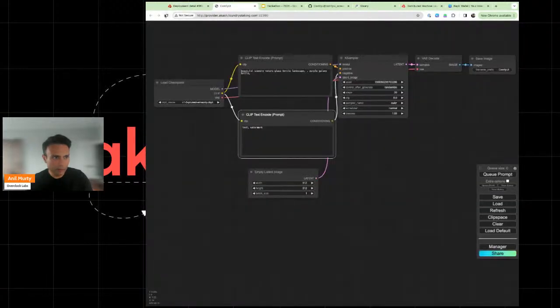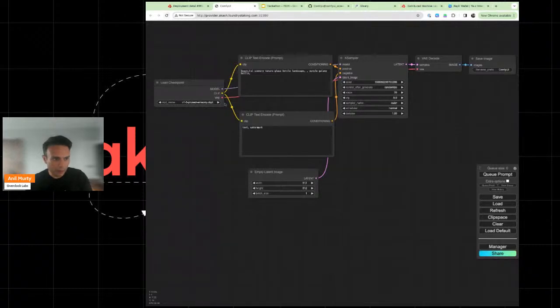go back to this thing. I'll just refresh this so it actually loads back with that checkpoint. And so now you can see here that it's loaded my SDXL base 1.0 safetensors checkpoint, which is the one that I had copied over from here.